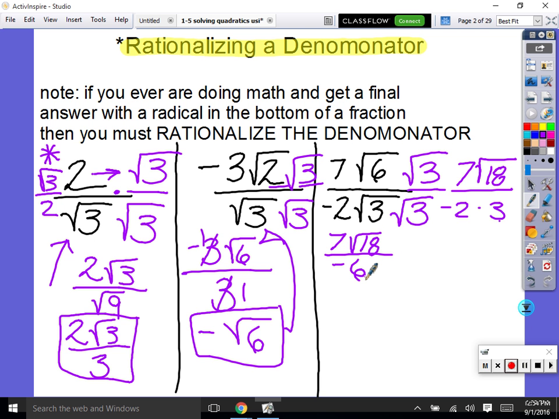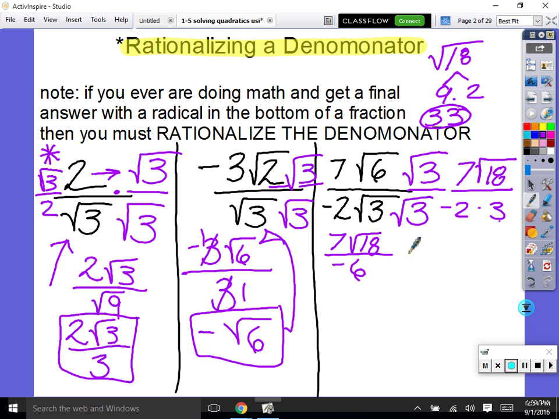Can I divide 18 and 6? No, this is under a radical. This isn't, right? So it's tricky. But here's our next step. Still not a simplified answer. Here's why. You would say to yourself, I better make sure that the square root of 18 doesn't simplify. So let's see here. 9 times 2, 3 times 3 is 9, right? So won't this be 3 square roots of 2?